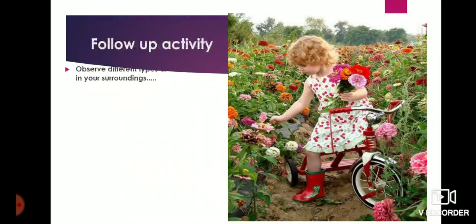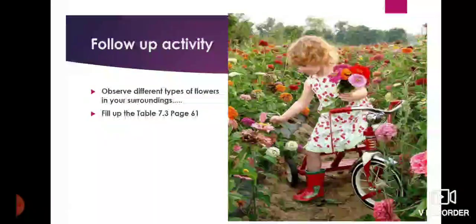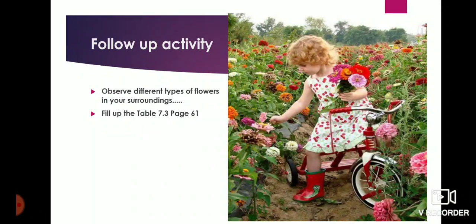Before we wind up, the follow-up activity for today is to observe different types of flowers in your surroundings. Wonderful idea, right? And fill up the table 7.3 on page number 61 in your textbook. There are lots of columns there. You have to fill up the number and color of sepals, number and color of petals. Are the sepals joined or separate? Are the petals joined or separate? Stamens, are they free or joined on petals? Pistil is present or absent?